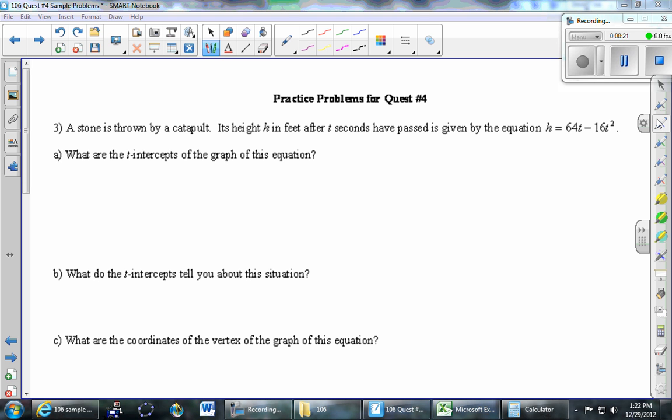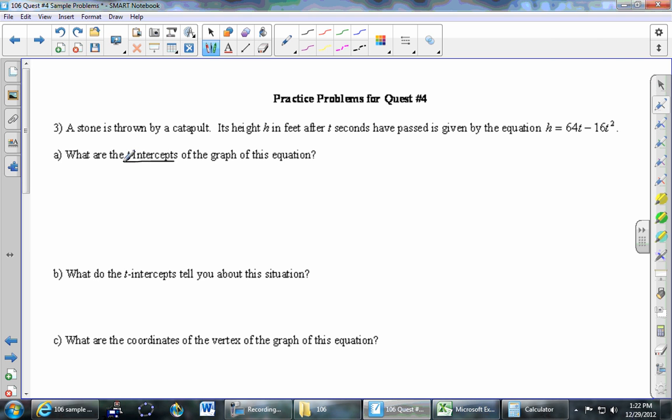So first thing we'll do is figure out, if we're looking at t-intercepts, then it must mean that the other variable is equal to 0. So all we're going to do is take the original equation and put 0 for the h. So we go 0 equals 64t minus 16t squared. And the goal is to solve this equation for t.